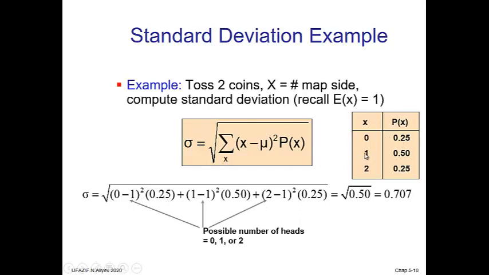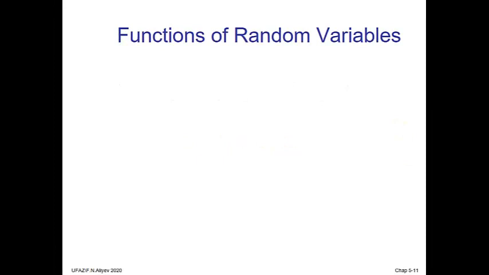From the second value of x, you subtract the average, find the square, multiply by the corresponding probability. From the third value of x, you subtract the average, find the square, multiply by the corresponding probability, and at the end you will obtain this answer. The average scatter of values of x around the mean, around 1, is 0.707.